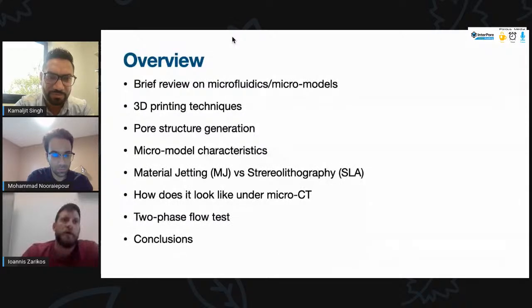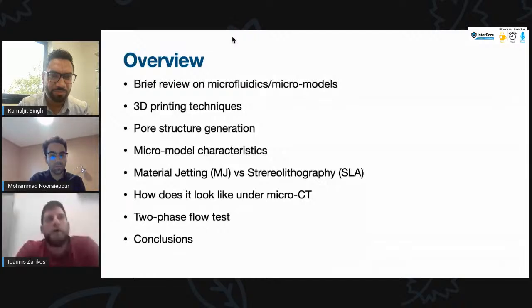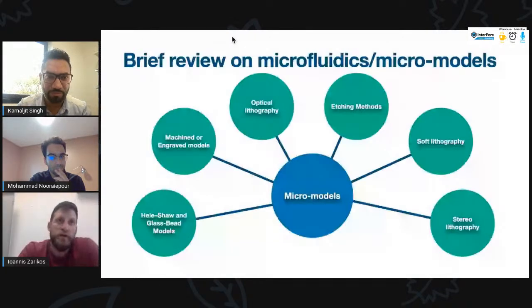Now, microfluidics models actually. Then we have models which require the CNC machine to be generated. And then we move to optical lithography, etching methods, and soft lithography until we come to stereolithography, or as we know it, 3D printing. Now, 3D printing has many techniques.